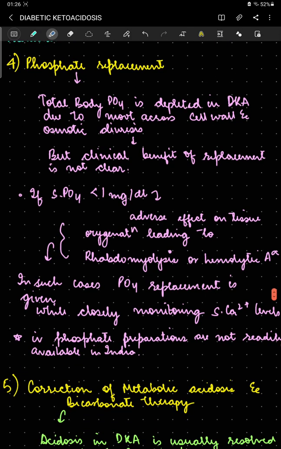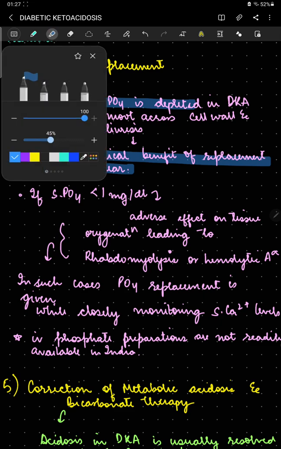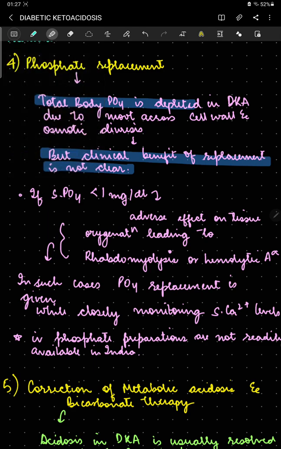Now coming on to the phosphate replacement, we all know that there is movement across the cell wall and osmotic diuresis in cases of diabetic ketoacidosis. So in this process, our total body phosphate is also depleted, right? But through various studies and clinical trials, it is seen that there is no clinical benefit of replacement of phosphate in these children. Okay, we call it hypophosphatemia when the serum phosphate is less than 1 milligram per deciliter, right?